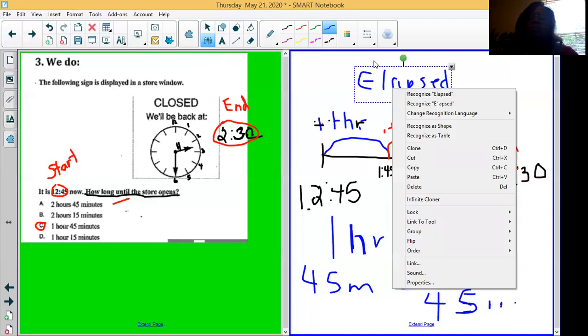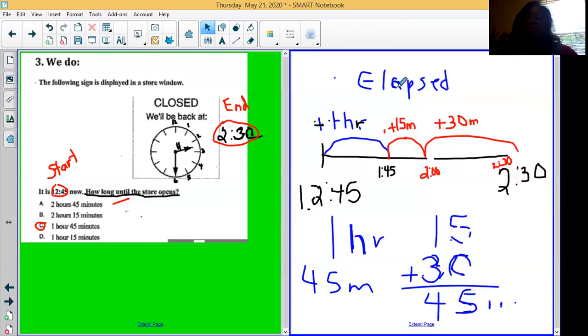All right, so if you need additional time, you can pause your video. And so anytime you're trying to get from one point of time to the next, that will be your last time. Okay? All right, so let's go to the next problem.